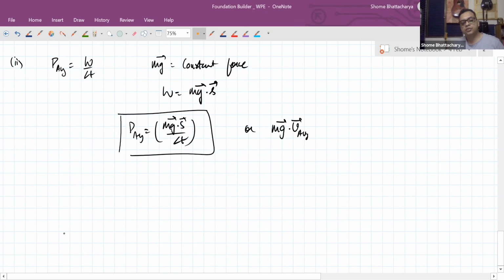So in a projectile motion, you can again see that at any time t, the displacement is given by the sum of the x component and the y component.